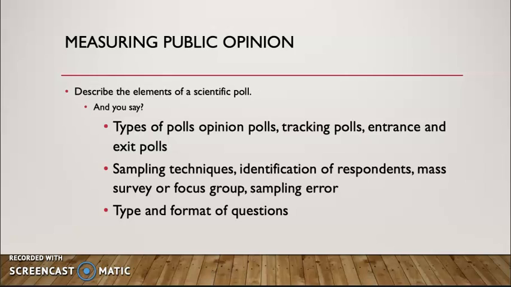How do we sample the population, identification of respondents? Who are we sampling? Is it a mass survey, or is it a focus group of mainly Republicans, mainly Democrats? We don't know. So these are elements of scientific polls that every good poll will give you this information. Sampling error. How could it be that all the polls that had Hillary winning in 2016 were wrong? Well, we know that there was some scientific errors going on with that situation. So this is why we need to know how public opinion is measured, and it's done scientifically.